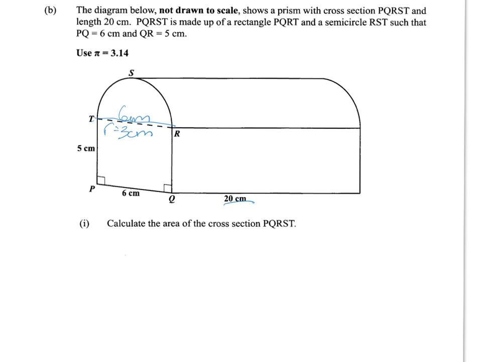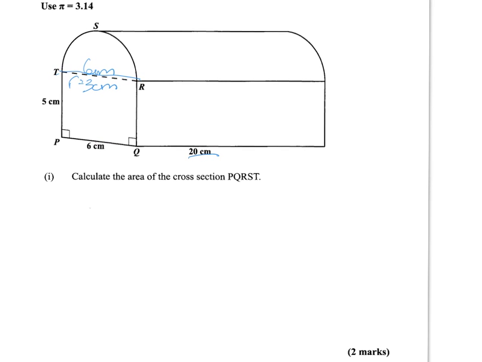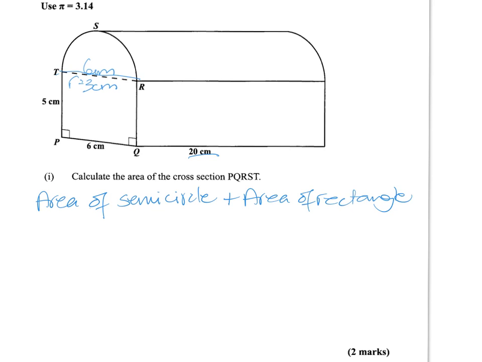They want us to calculate the area of the cross section. To get the area of the cross section, we are plainly going to do area of the semicircle plus area of the rectangle, and that will give us the area of the cross section. The area of a full circle is pi multiplied by r squared, so the semicircle will be half of that, and the area of the rectangle will just be length by breadth.